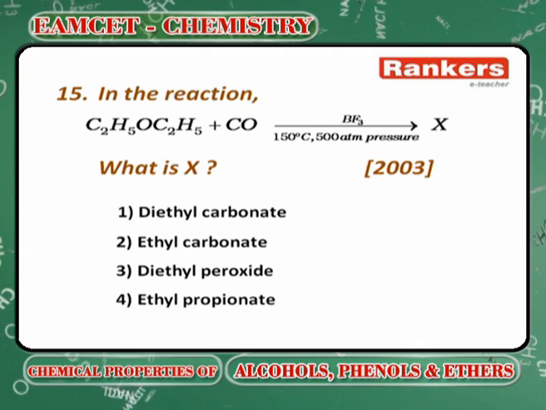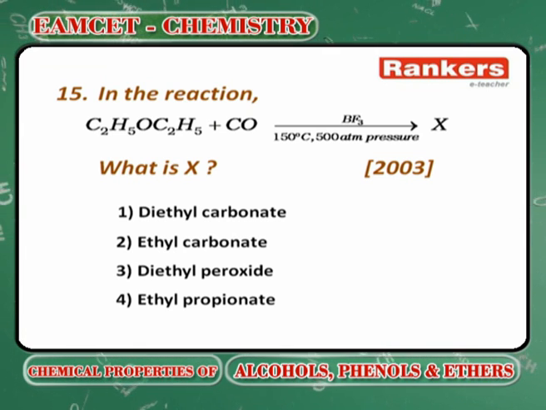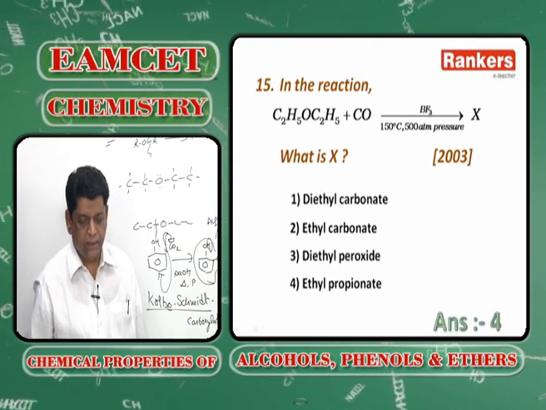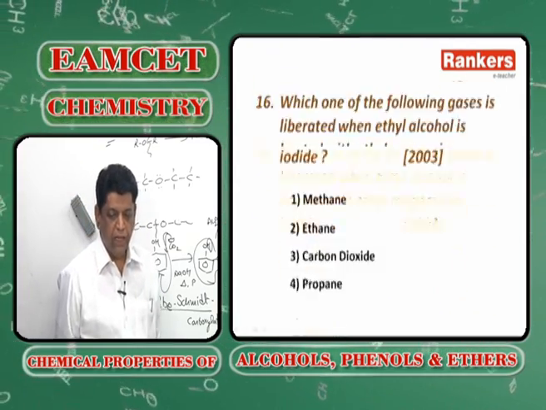Diethyl ether with carbon monoxide with BF3 at 150 and 500 atmospheric pressure, an ester is formed which is ethyl propanoate. That is answer 4, the right answer. Next, the answer is 4. So, answer 4 is the right answer.